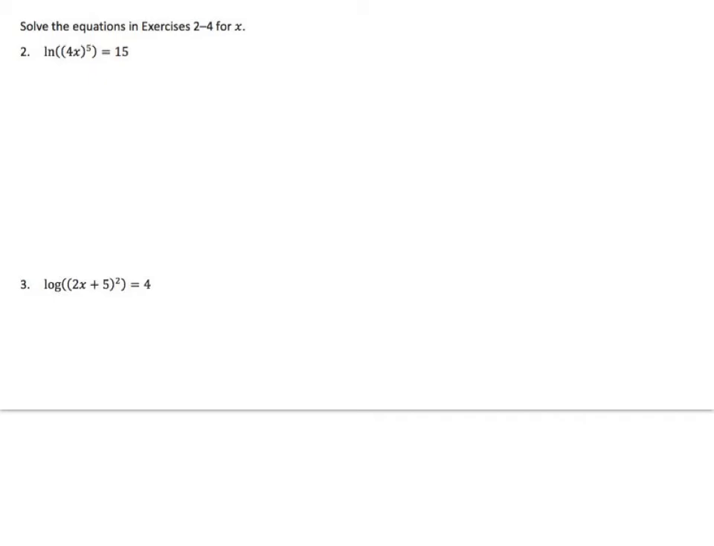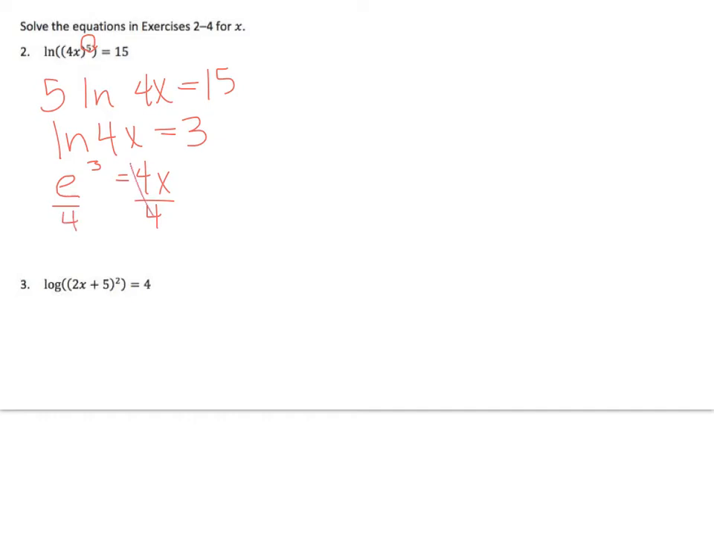I'm going to do 1 or 2 of these, and then you're going to start tackling a few of them on your own. Here I'm going to drop that power in front again. So 5 natural log 4x equals 15. Divide both sides by 5. Natural log 4x equals 3. Now we can say e to the 3rd power equals 4x. Divide both sides by 4. X equals e to the 3 over 4.